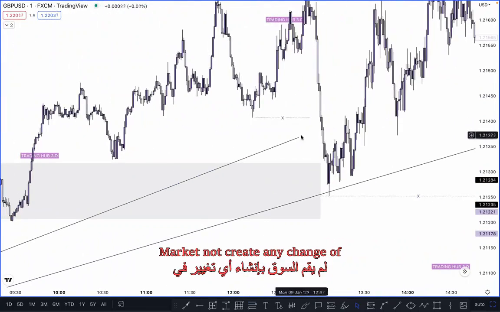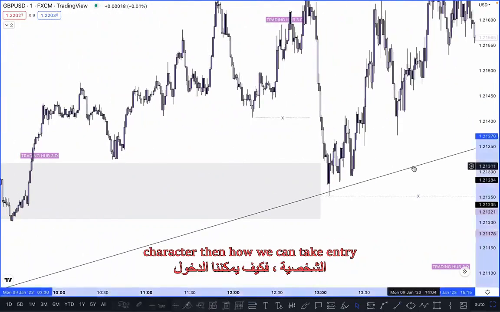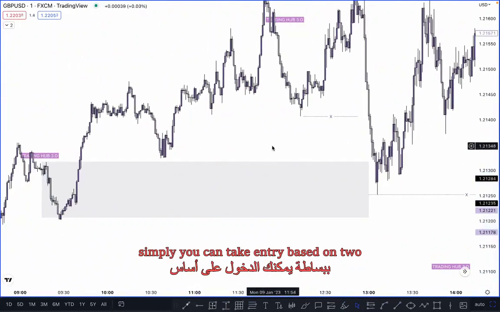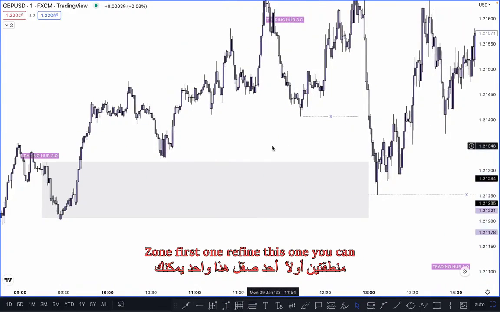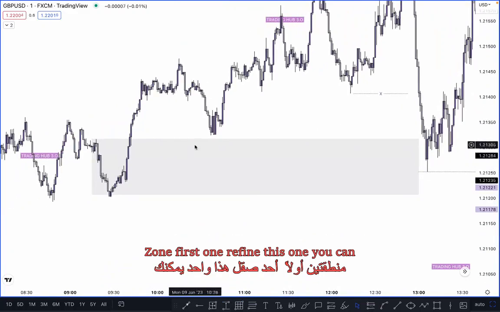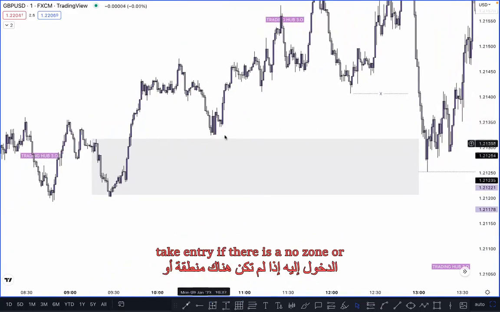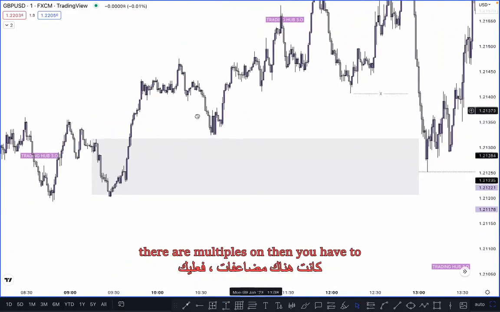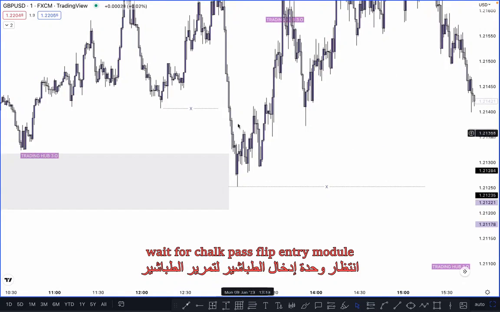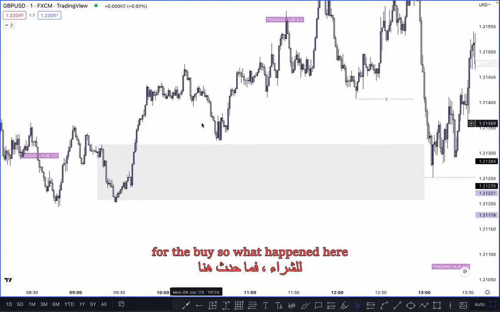If the market does not create any change of character, then how can we take entry? Simply you can take entry based on two zones. First one, refine this zone, you can take entry. If there is no zone or there are multiple zones, then you have to wait for the CHoCH pause flip entry module for the buy. So what happened here exactly?